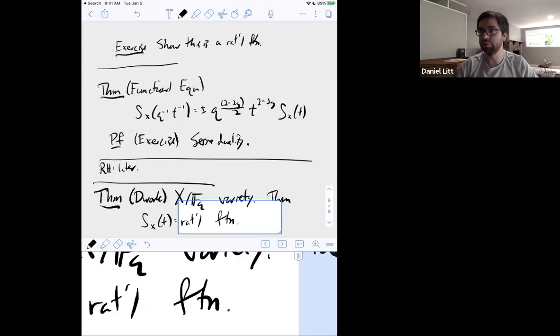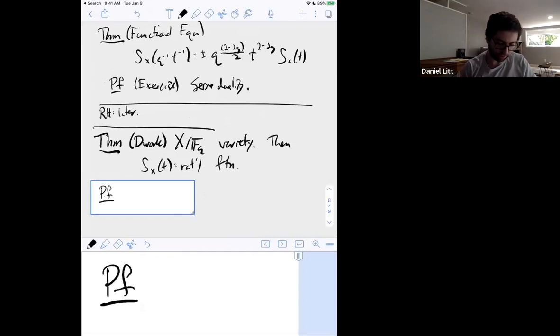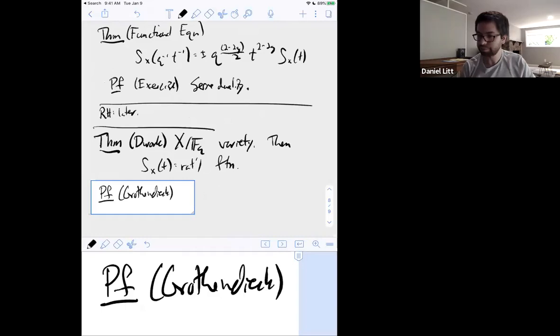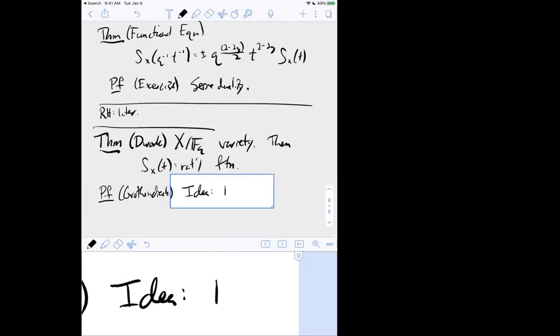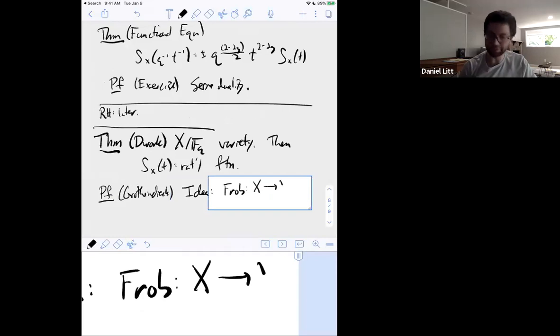If you look at his original paper, there's some hints of it, although he doesn't really make it explicit. But the idea is to use some kind of Lefschetz fixed point formula. So this is a sketch of the proof that's due to Grothendieck, not the proof due to Dwork. So the idea is that we're going to take the Frobenius map from X to X.